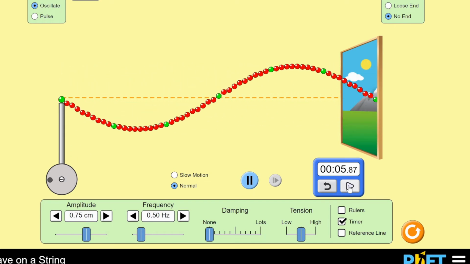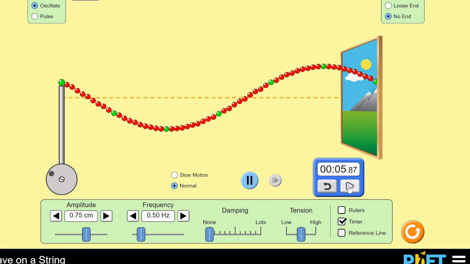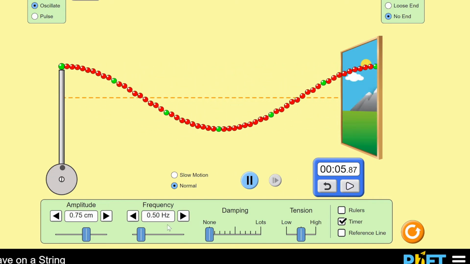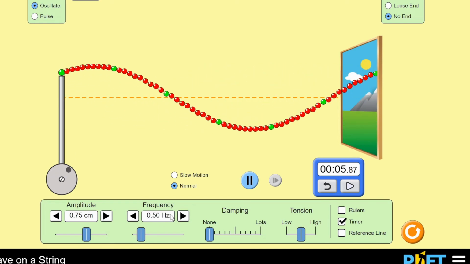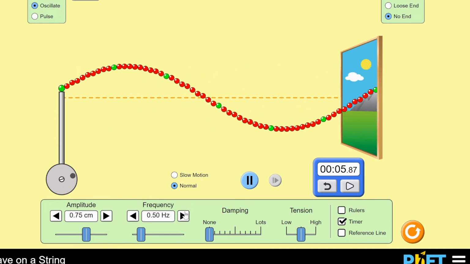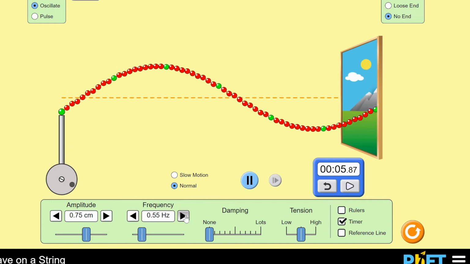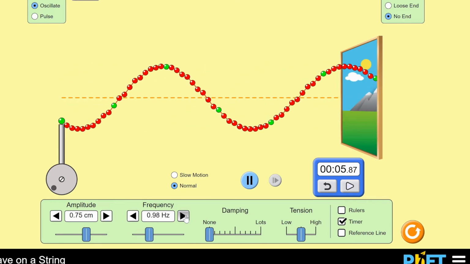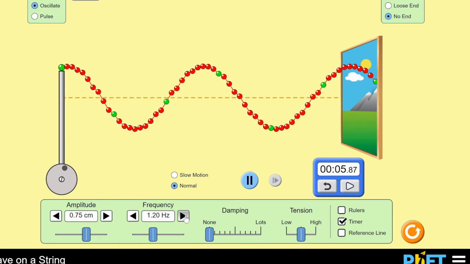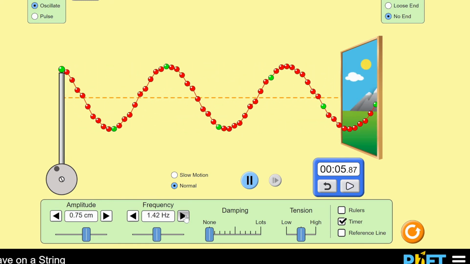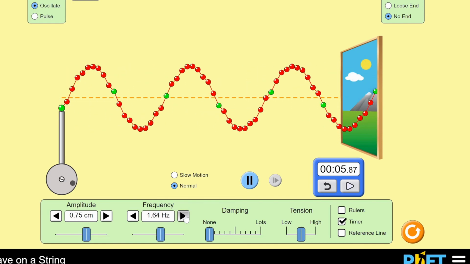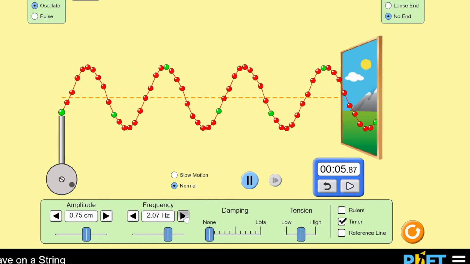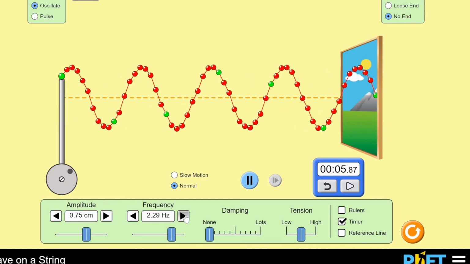It's 2.5. Okay, so we have 2.5 in 5 seconds. So that means we were getting half a wave, 0.5 waves per second. Before we finish here, I'm just going to start increasing the frequency. Watch what happens to the wavelength. Higher frequency, smaller wavelength. Look how close the peaks are getting together now as the frequency is increasing.